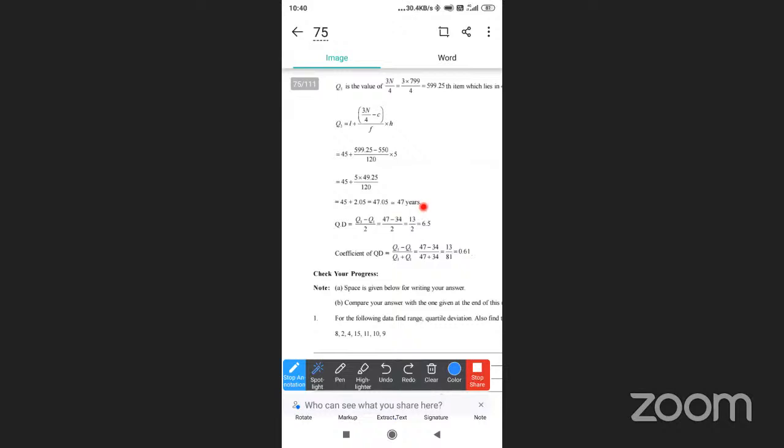Now coming to QD, (Q3 minus Q1) by 2, that is 6.5. Coefficient of QD, that is (Q3 minus Q1) by (Q3 plus Q1), you should get 0.61. Okay. Now solve it. If you are having any doubt, tell me. I will explain. I will clarify your doubts. Solve it. Do the problem.